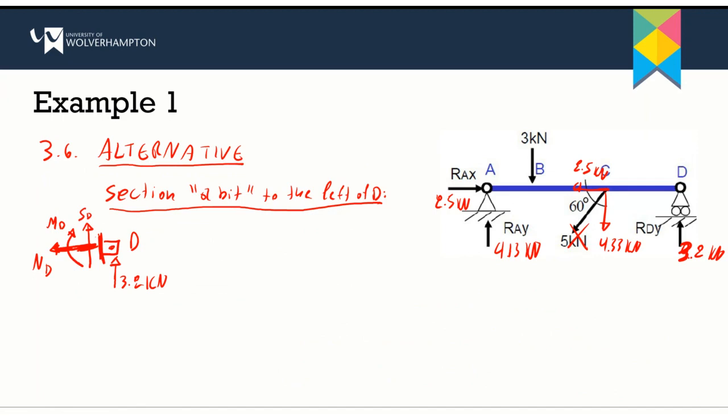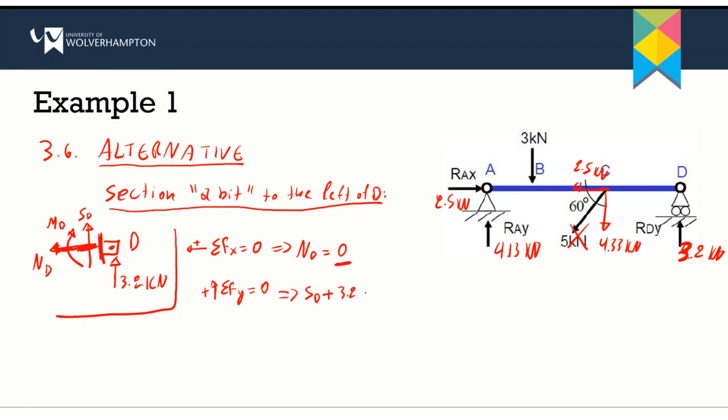Okay, perfect. So I will just apply the same equations of equilibrium. The sum of forces in x direction has to be equal to zero. Now let me say that the ones that point to the left are positive. So ND is the only force, it has to be equal to zero. The sum of forces in y direction has to be equal to zero. So SD is the only force. Oh, sorry, it's not the only force here. Plus the 3.2 kilonewtons has to be equal to zero. So SD has to be equal to negative 3.2 kilonewtons.